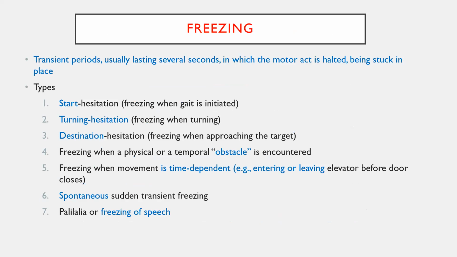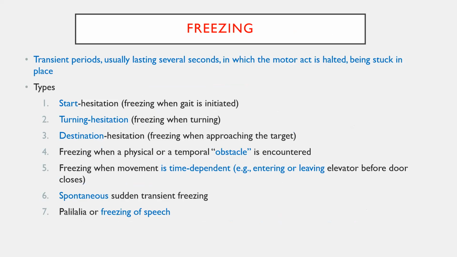So next, come to freezing. This is a phenomenon in which, for transient periods, the patient is not able to do any motor activities, being stuck in a place. For example, some patients will have starting hesitation, freezing when gait is initiated. Sometimes the patient will have turning hesitation, destination hesitation. Sometimes obstacles may cause freezing episodes. Sometimes entering the hall or leaving the hall also causes freezing episodes.